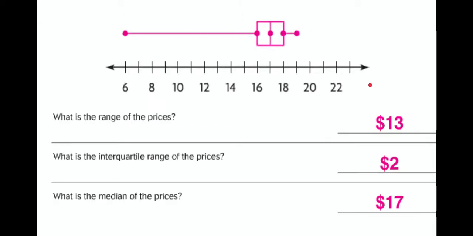So looking at that picture that we just drew, now we can answer some of these questions a little easier. The range is going to be 13. The interquartile range is 2, and the median is 17. Remember, interquartile range is taking the upper and lower quartile and subtracting them, 18 minus 16. The range is your biggest number minus your smallest number, 19 minus 6, that gives you 13.